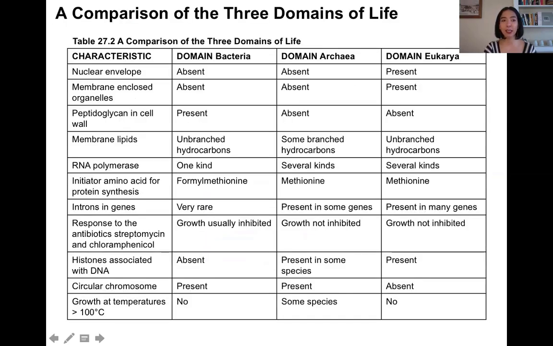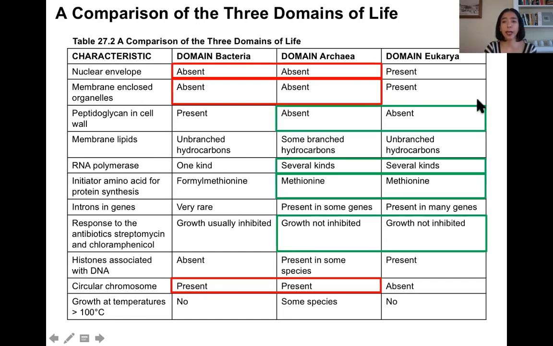Okay, this is a comparison of the different domains. We have here the domains Bacteria, Archaea, and Eukarya. And these are different characteristics associated with the domains. So please start reading about this carefully, and you'll find that sometimes the domains Bacteria and Archaea share these traits, like they lack a nuclear envelope and membrane-enclosed organelles. They also share having a circular chromosome, whereas in Eukarya, as we have talked about, we have linear chromosomes.